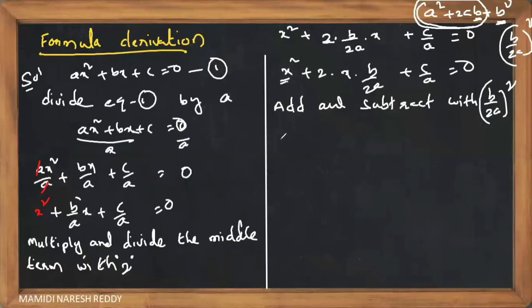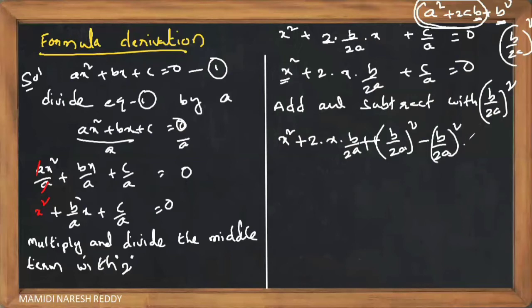Now let's see. x square plus 2 into x into b by 2a plus b by 2a whole square minus b by 2a whole square plus c by a is equal to 0. Any doubt, please kindly let me know about this step.